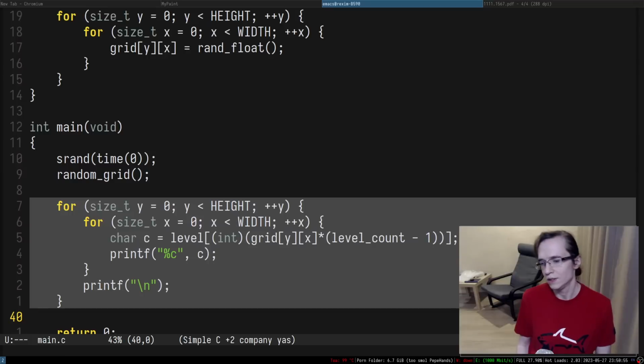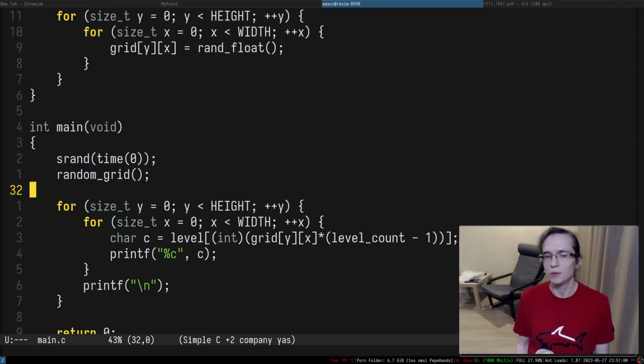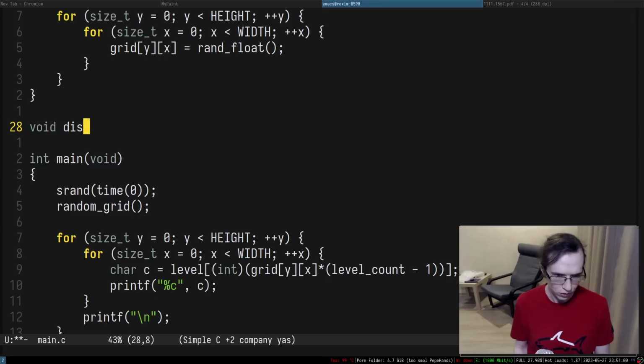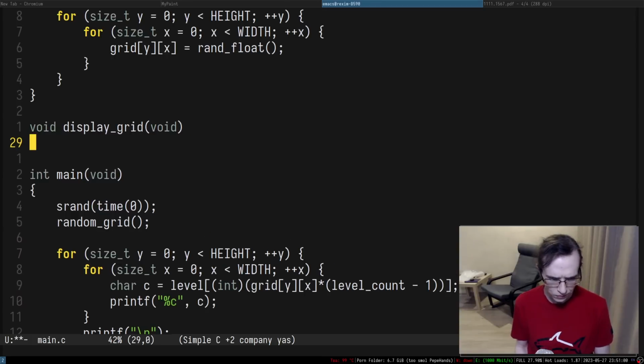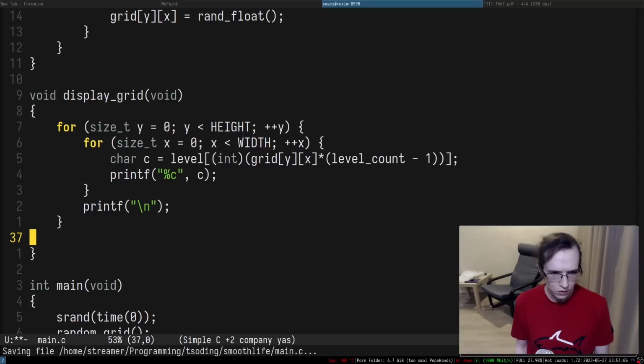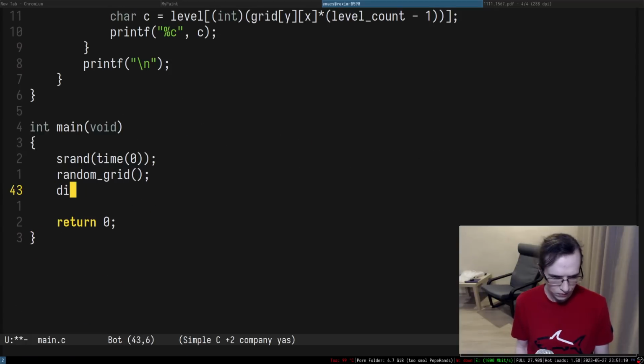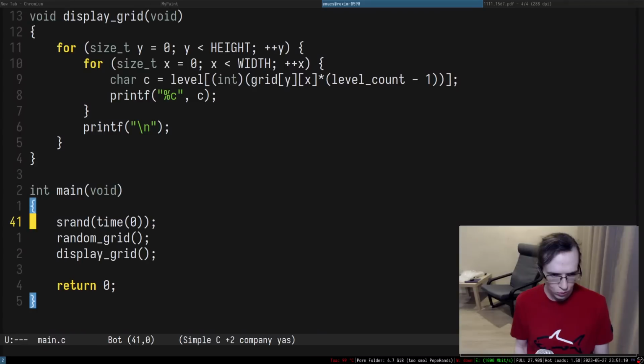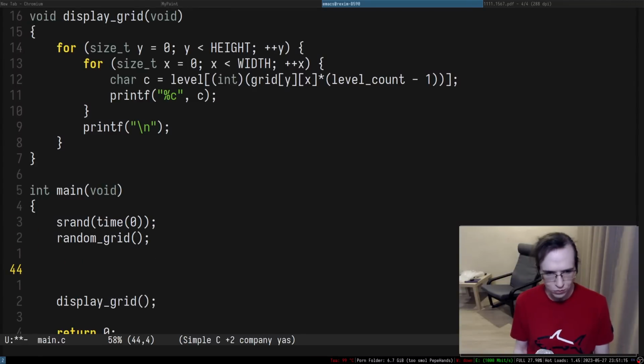And in here we have a procedure that displays the grid, so let's do something like display grid, and we'll just move this stuff in there. So, displaying the grid, display grid. Cool.